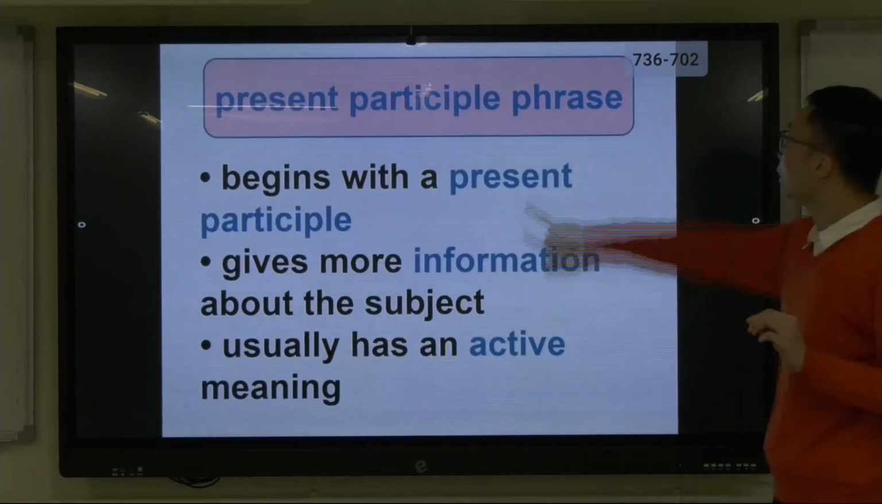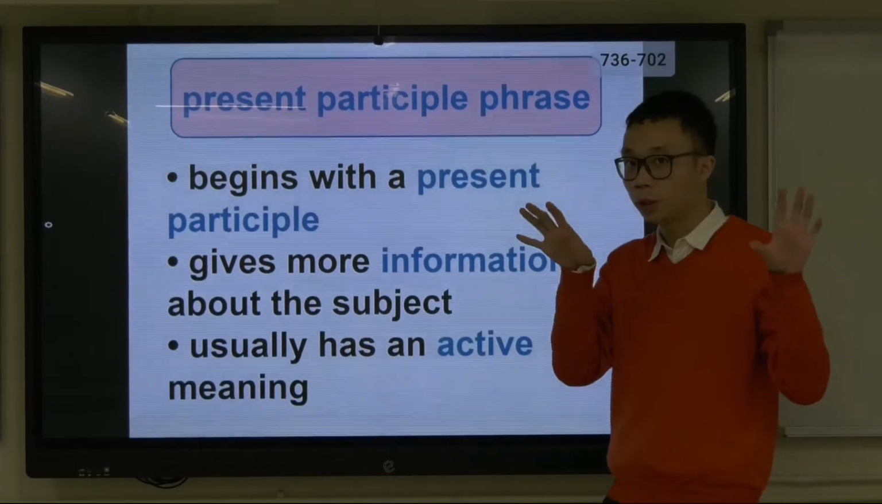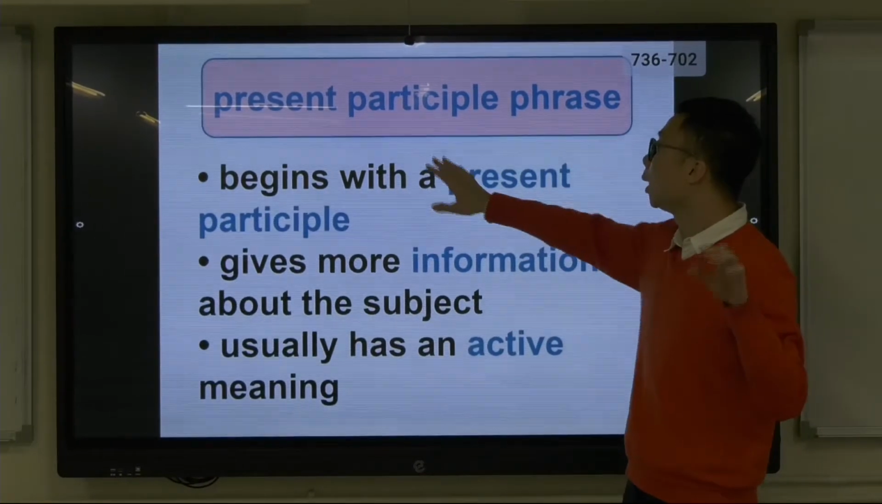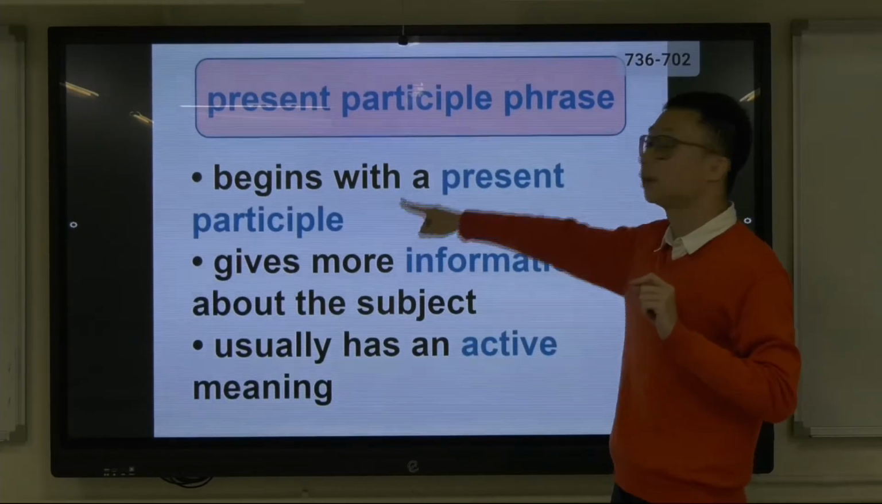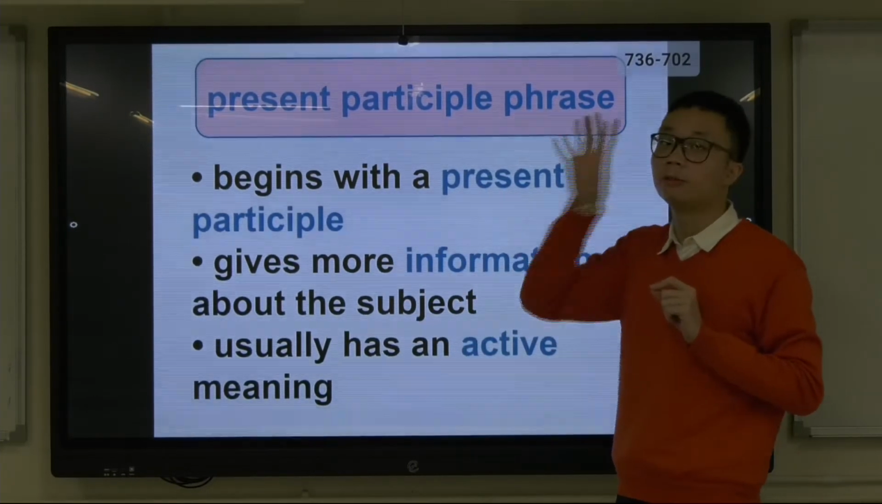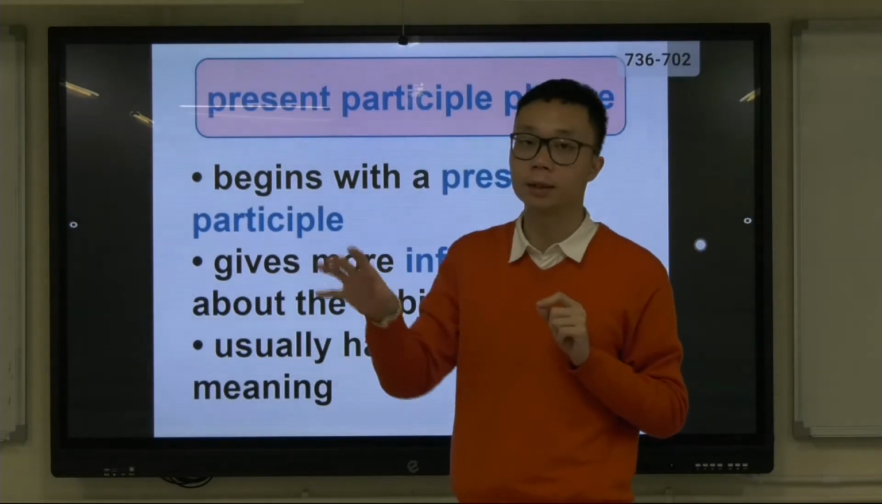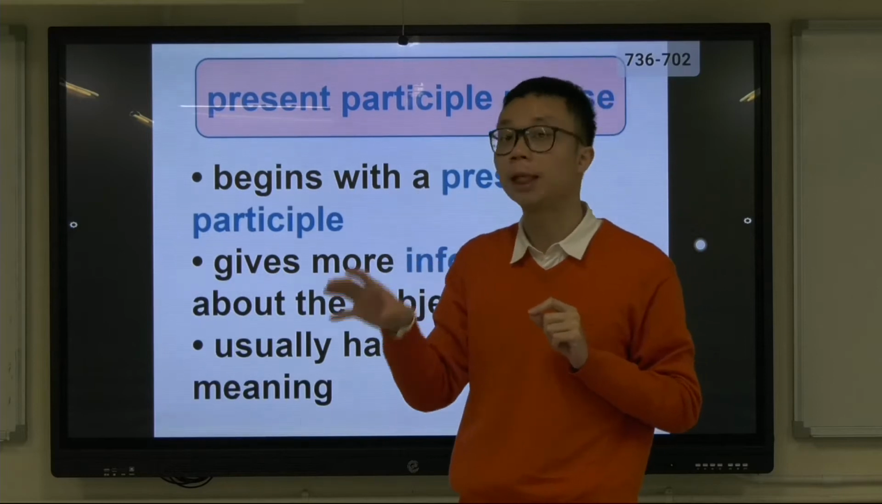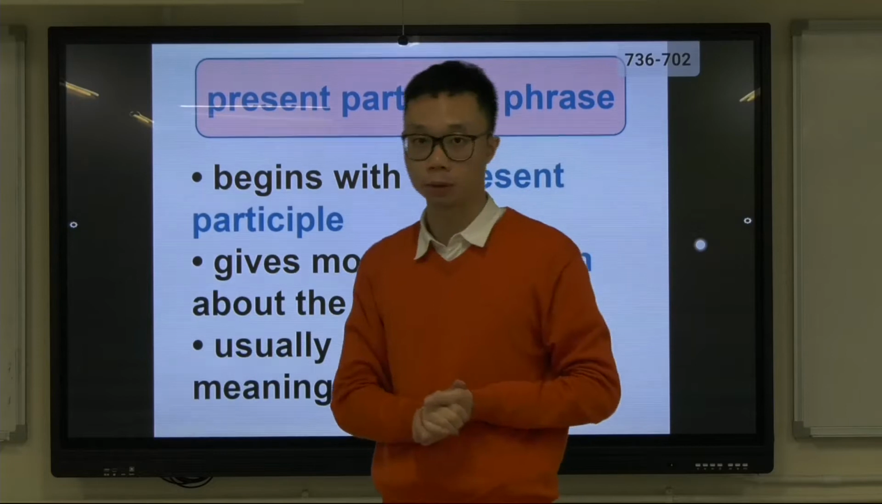Okay, so the present participle phrase. We're going to talk about making a sentence, right? So a phrase is a sentence. How will you start? Easy. You start with a present participle. That means the very beginning of that phrase, that sentence, is going to be a verb with an ing form, a present participle.